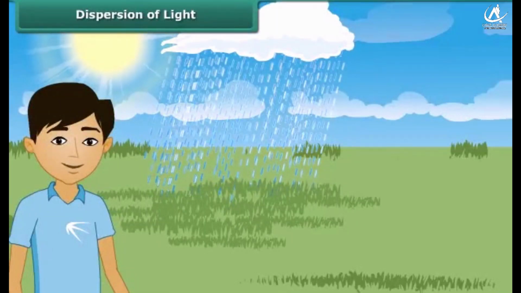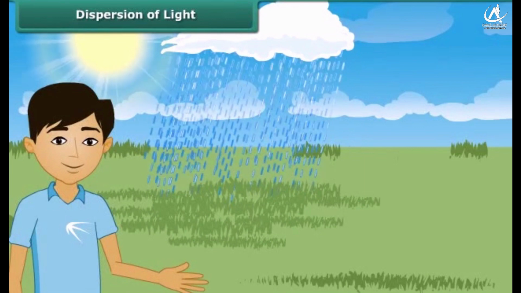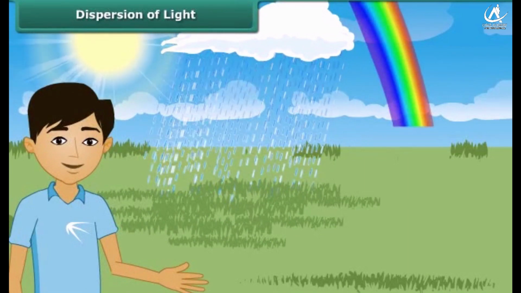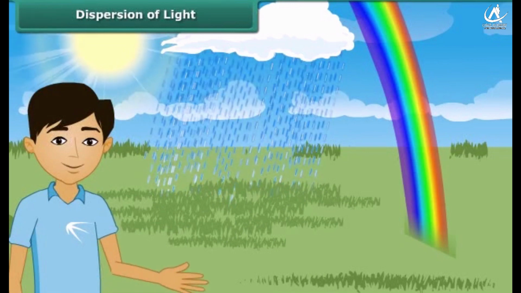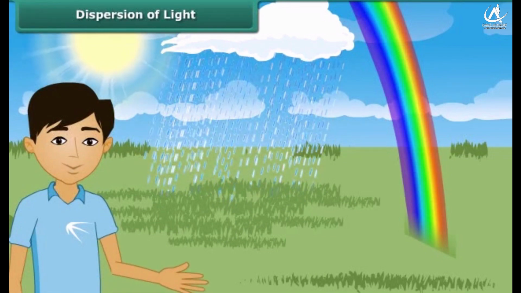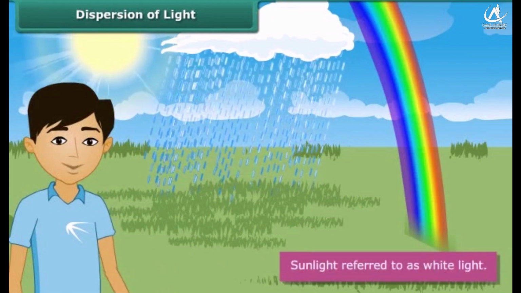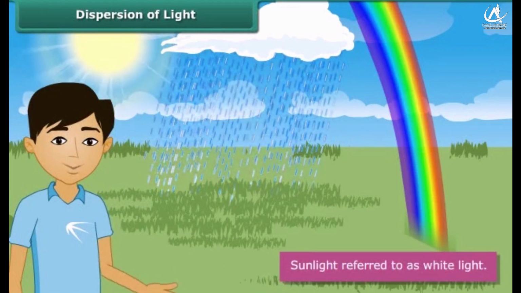What do we observe in the sky after rainfall? Yes, a beautiful multiple-colored rainbow. But where did all these colors come from? We know that the sunlight is referred as white light.